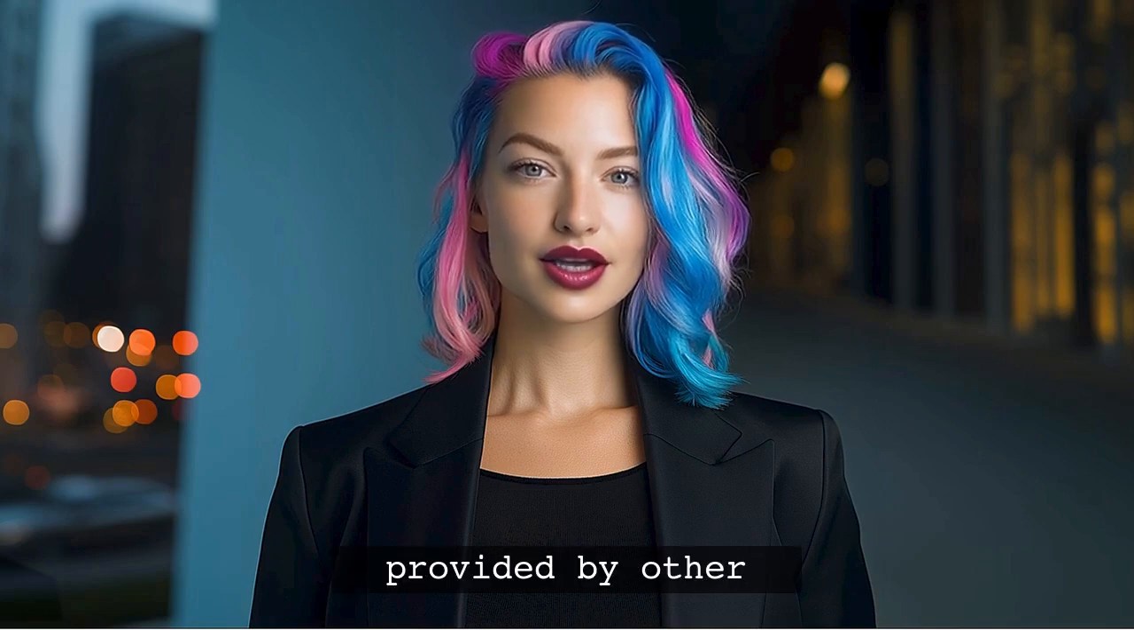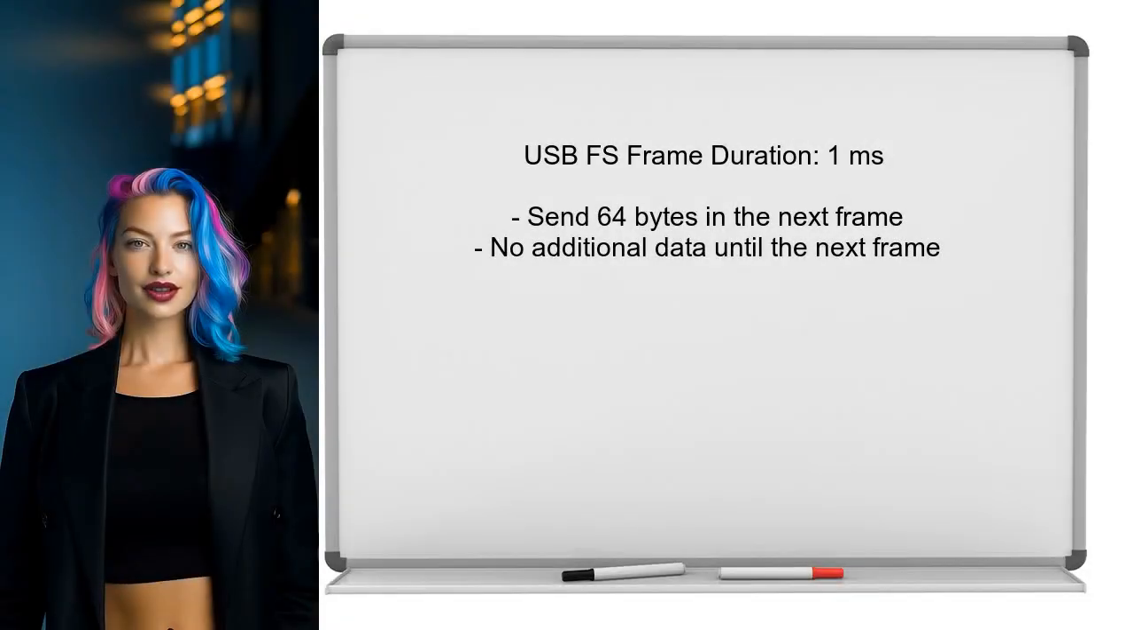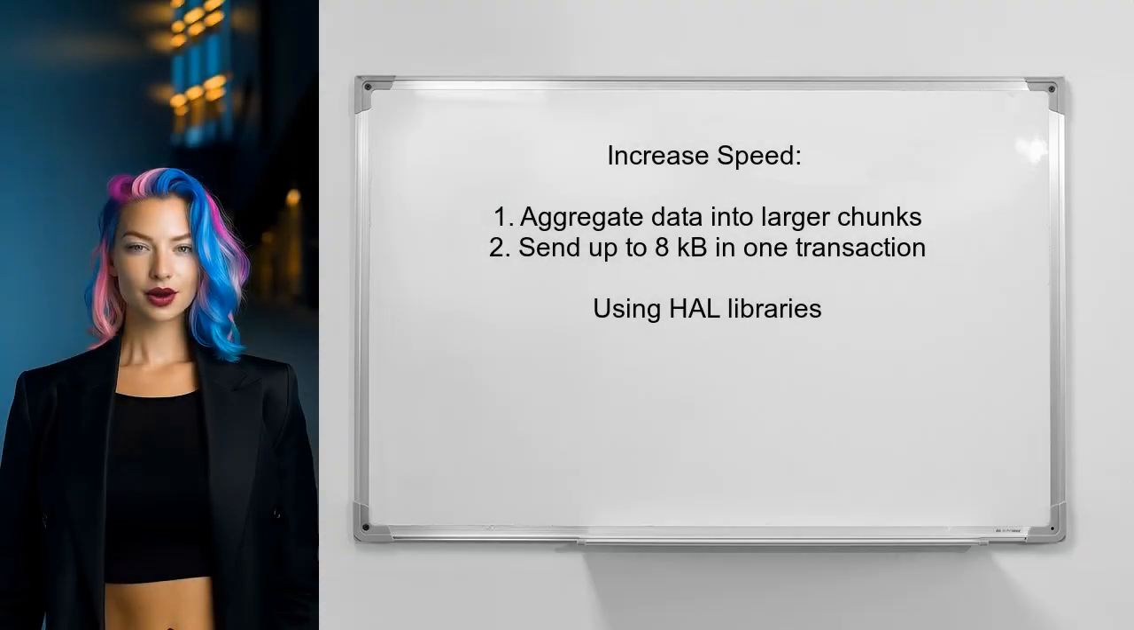Now, let's look at the answers provided by other users. This user explains that the USB full-speed frame is 1 millisecond long. When you send 64 bytes using the HAL function, those bytes are transmitted in the next frame. However, no additional data can be sent until the next millisecond frame. To increase the speed, they suggest aggregating your data into larger chunks. You can send up to 8 kilobytes in a single transaction using the HAL libraries.